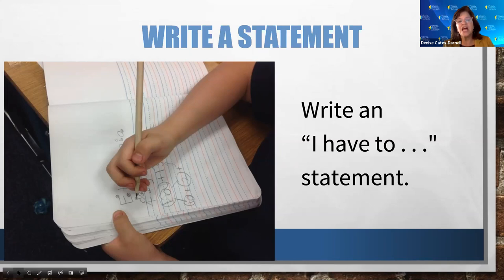Okay, great. I got a couple people that shared out in the chat. So I'm going to share what they wrote. I have to find out how many marbles were in the bag at the beginning. Perfect. Or I have to figure out how many marbles did they start with. So exactly, we want to make sure that our students are clarifying. And now we've done that orally, so they've gotten a chance to speak it, and now they're getting a chance to write it as well.